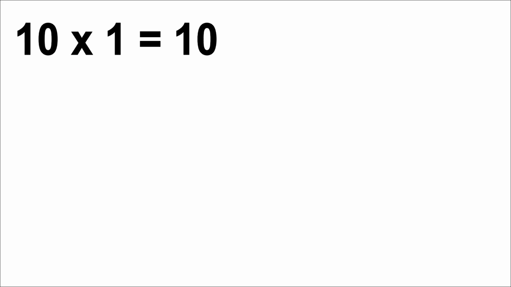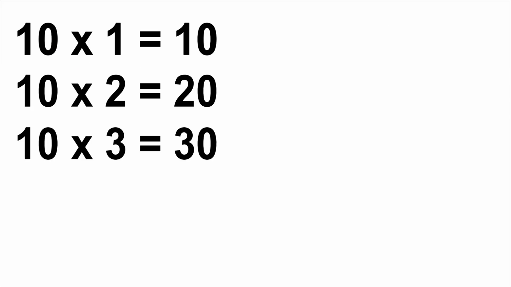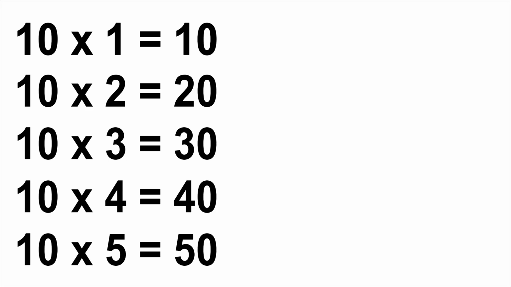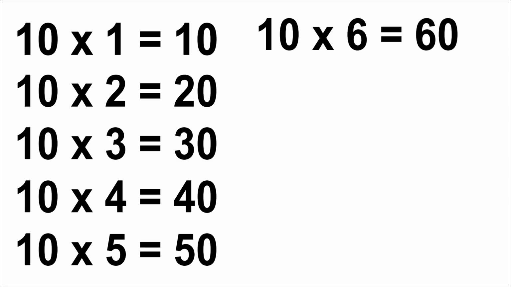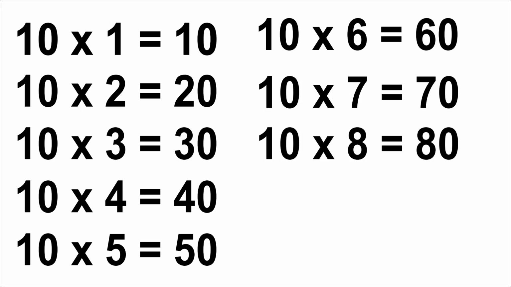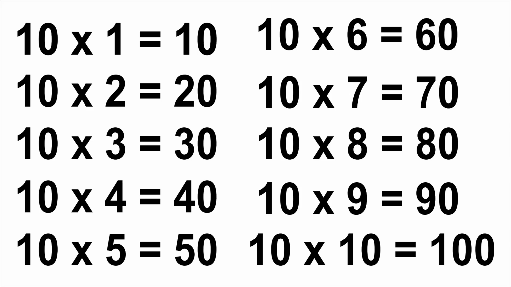Multiplication of 10. 10 times 1 is 10. 10 times 2 is 20. 10 times 3 is 30. 10 times 4 is 40. 10 times 5 is 50. 10 times 6 is 60. 10 times 7 is 70. 10 times 8 is 80. 10 times 9 is 90. 10 times 10 is 100.